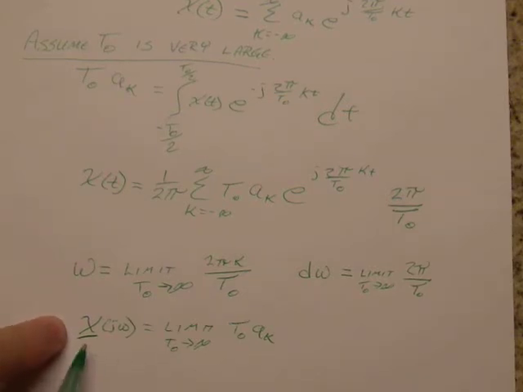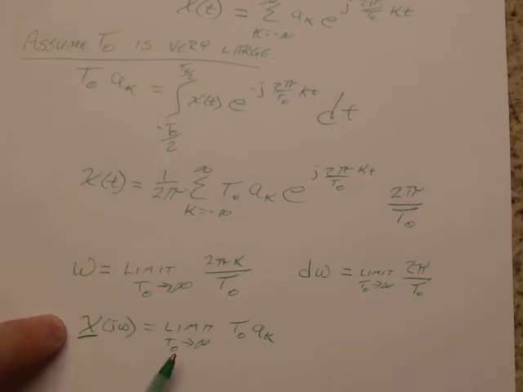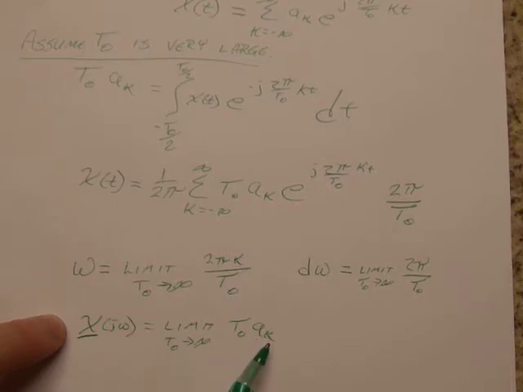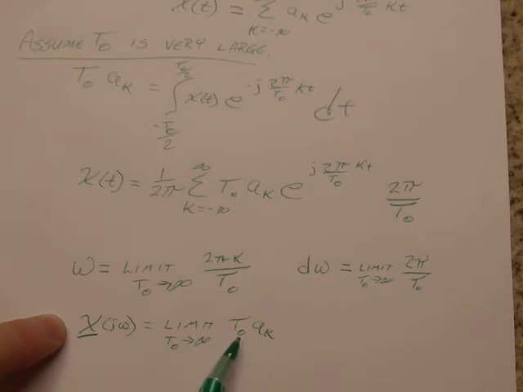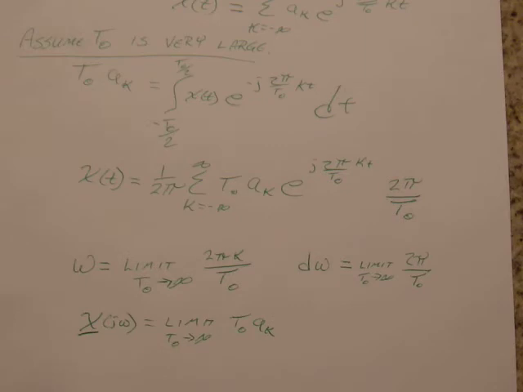So X of j omega is the Fourier transform, and this is the magnitudes of the harmonics as t naught gets very, very large. So there's going to be a larger and larger period for these, and so it's going to turn into, again, a continuous time covering all values.